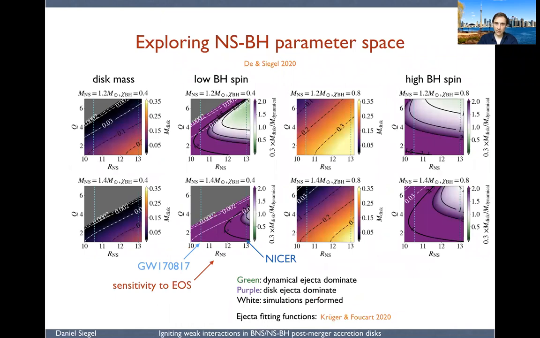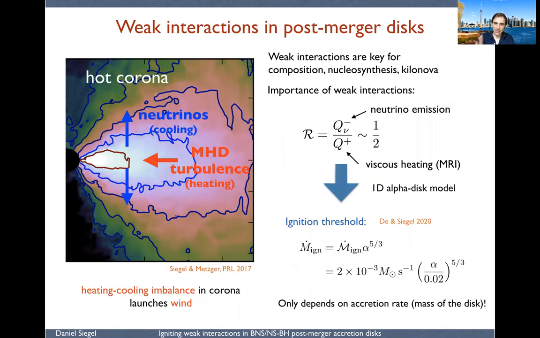So this is how things look for the neutron star black hole parameter space. And again, over a large fraction of the parameter space, disk ejecta might actually dominate if they eject something like 30% or so of their initial disk mass in outflows. I'm skipping some details here in the interest of time. With that as motivation in mind, it's worth thinking about some of the basic physics of these post-merger accretion disks.